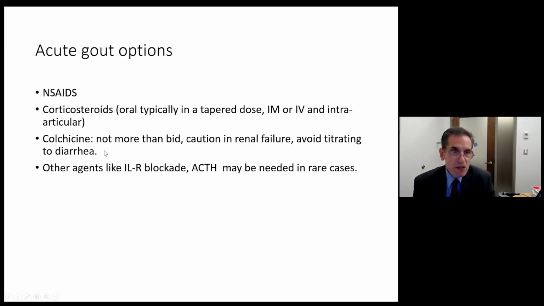Colchicine can be used, but not frequently, up to BID, but it must be used cautiously in renal failure, and then avoid titrating to diarrhea, which was a historical approach to the use of colchicine and is no longer recommended. Other agents such as interleukin-1 blockade and ACTH may be needed in rare cases where other agents don't work or simply are not tolerated or are contraindicated.